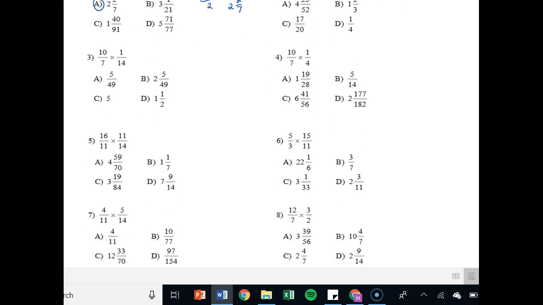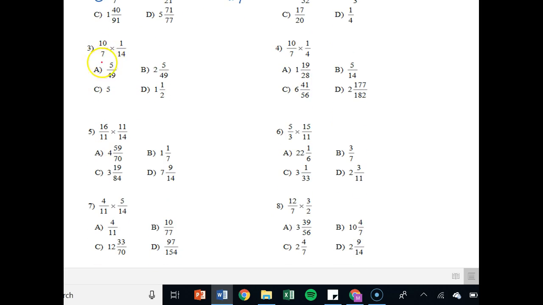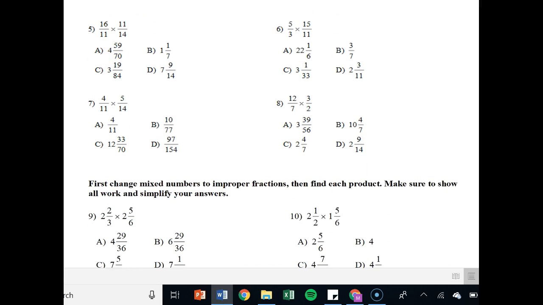Right. Number 3, ask yourself diagonally, 7 and 1, they got nothing in common, but 10 and 14, they got 2 in common. So 10 divided by 2 is 5, 14 divided by 2 is 7, and I multiply straight across, and I get 5 times 1 is 5, 7 times 7 is 49. That is a fully simplified fraction, so A is my answer.